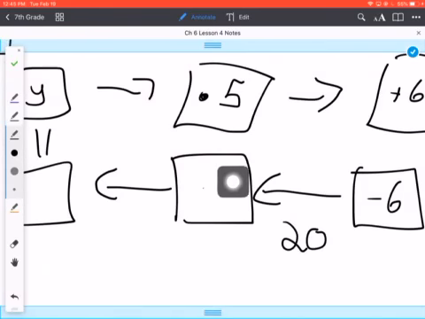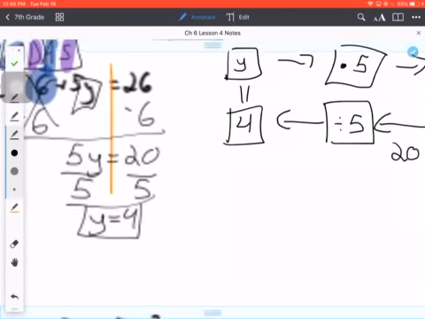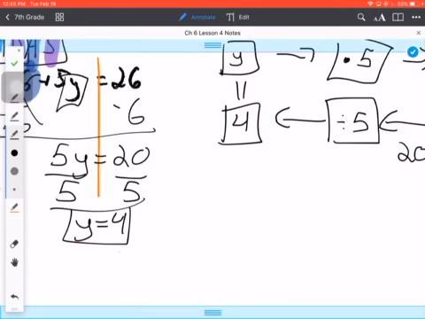Moving over now, looking at this box, above it is a multiply by 5. So here I'm going to divide by 5. And 20 divided by 5 would get an answer of 4. So again, same answer, different process.